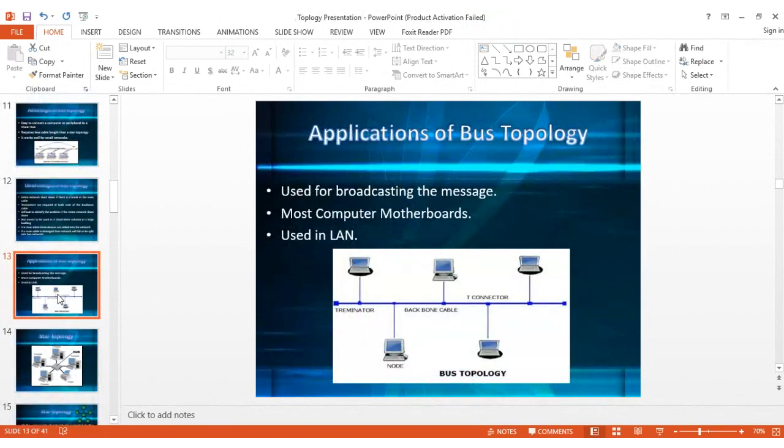What are the applications of the bus topology? Where can we apply them? We have said the first one, they can be used in a LAN, a local area network, for example, a school setup, because this is a network that spans or covers a small geographical region. Even computer motherboards use the bus topology. We have one linear cable and all other devices are connected to that linear cable, and it can also be used for broadcasting of the message. For example, this computer here can broadcast the message to all other computers.